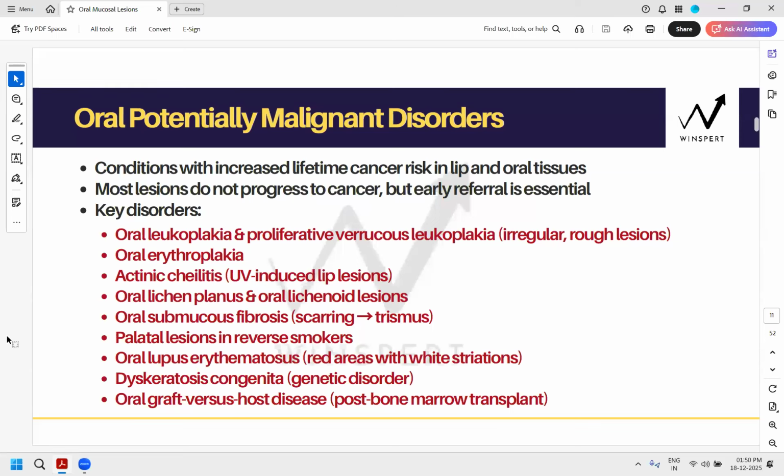So what are the oral potentially malignant disorders? Oral leukoplakia: if your provisional diagnosis is oral leukoplakia, would you send for biopsy to rule out malignancy and for specialist referral? Oral erythroplakia, yes. Actinic cheilitis, yes. Oral lichen planus and oral lichenoid lesions: are they not the non-malignant conditions which warrant specialist referral?